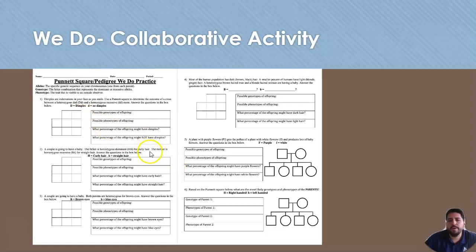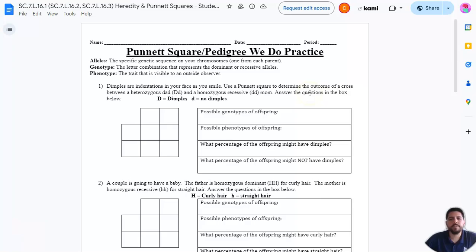Okay, at this time, let's go over the we do section and let's practice doing some of these Punnett squares. Okay, let's go over these questions. Remember, there's definitions up here for you in case you forget what they are. But let's look at number 1 first.